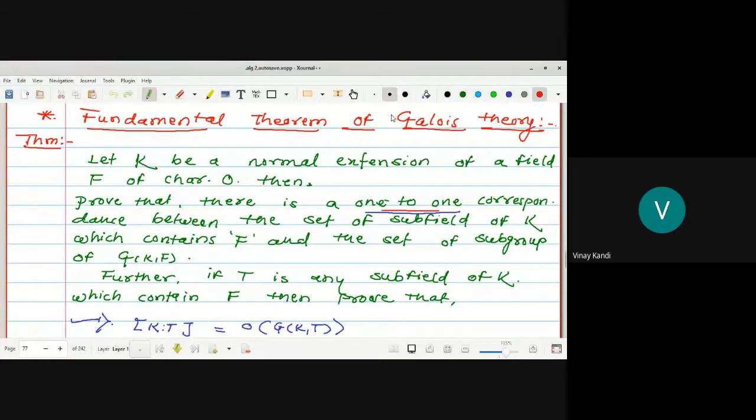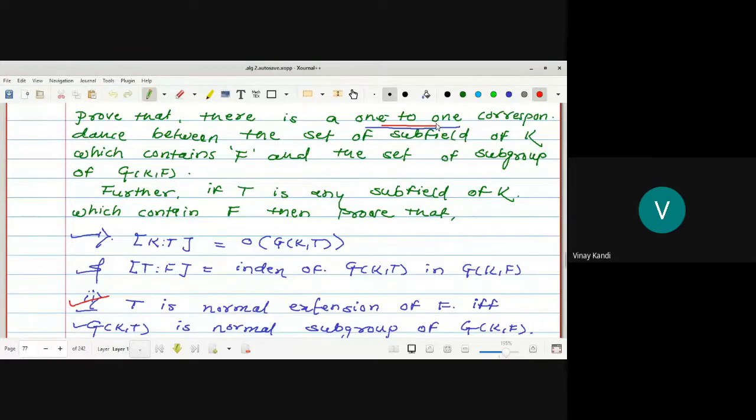And we proved this one-one correspondence between the set of subfields of K which contain F and the set of subgroups of G(K/F). That is, psi is a function from X to Y, where X is the set of subfields of K which contain F, and Y is the set of subgroups of G(K/F). We also proved that the dimension of K over T is the order of G(K/T), and the dimension of T over F is the index of G(K/T) in G(K/F).